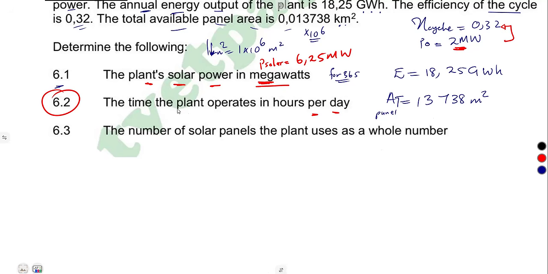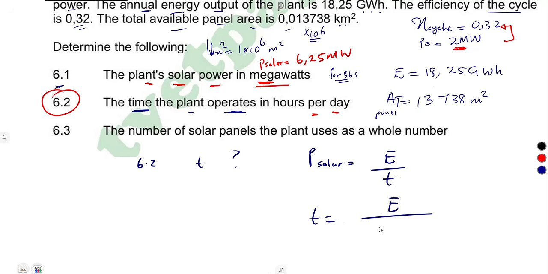So to obtain the time the plant operates, we can calculate it from the power of the solar. Because the power of the solar is simply going to be E over the time. So we have the total value, the E is there and the time is there. The time is the one that we need. So the time is going to be E over the power of the solar. Take note, it's per day.